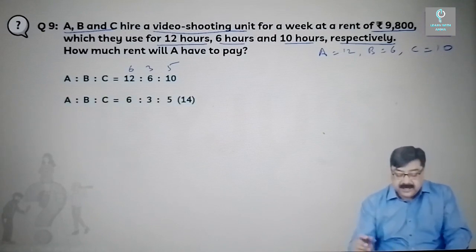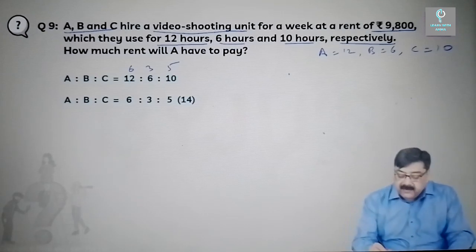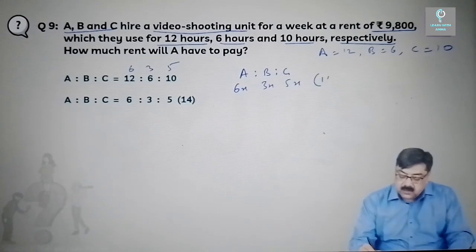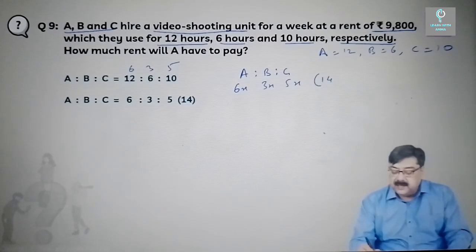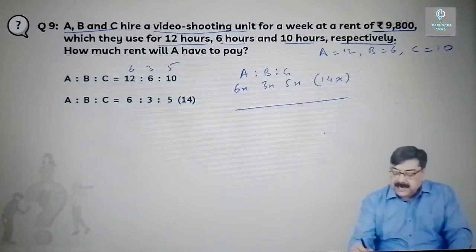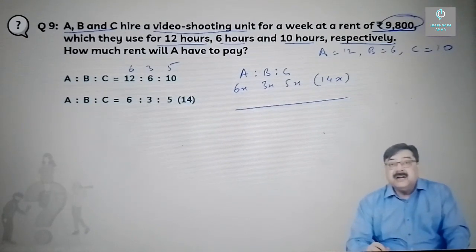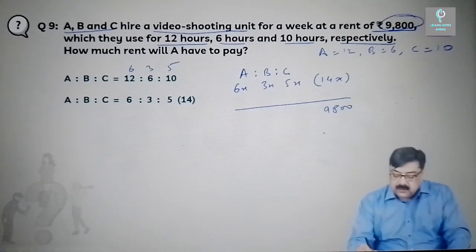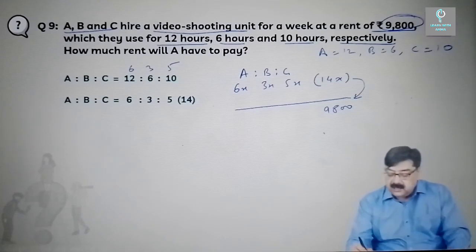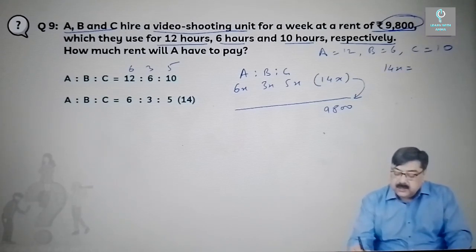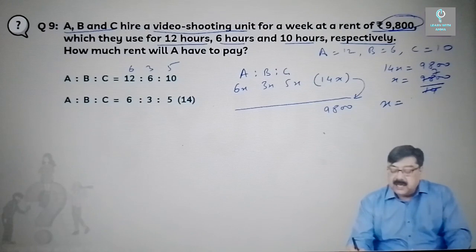So 14 ratio points is what we have. And so here we can say A is to B is to C is 6x, 3x, 5x, and this totals to 6 plus 3, 9 plus 5, 14x. Now total rent is already given to us, that is 9,800. So from 14x, how do you arrive at 9,800? 14x equals 9,800. X equals 9,800 by 14. That means x is equal to, 14 sevens are 98, right? So it amounts to 700.